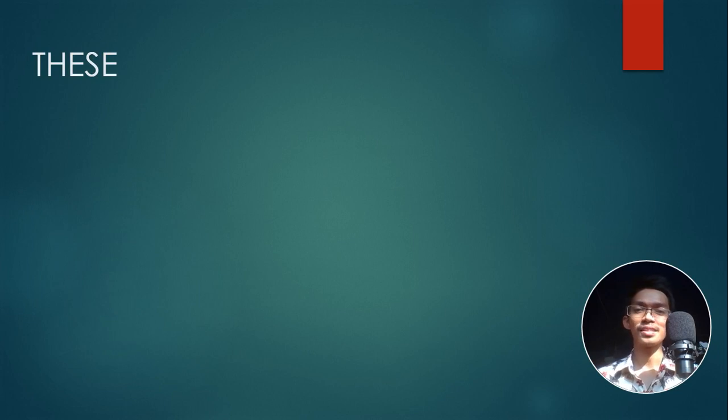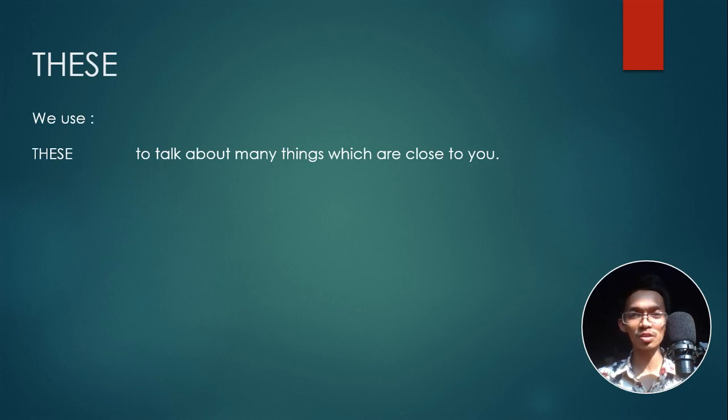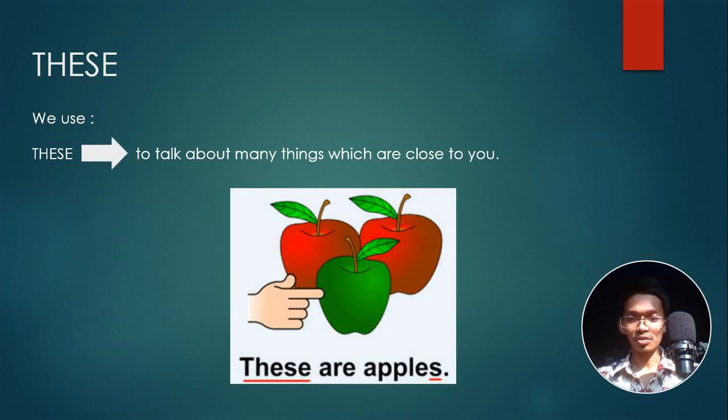What about these? When do we use these? We use these when we talk about many things or more than one thing which are close to you or close to us, just like the example I've given you just now. More than one pencil. There are 5 pencils, so I would say these are my pencils. Another example, 3 apples, and the apples are close to the finger's hand. These are apples.